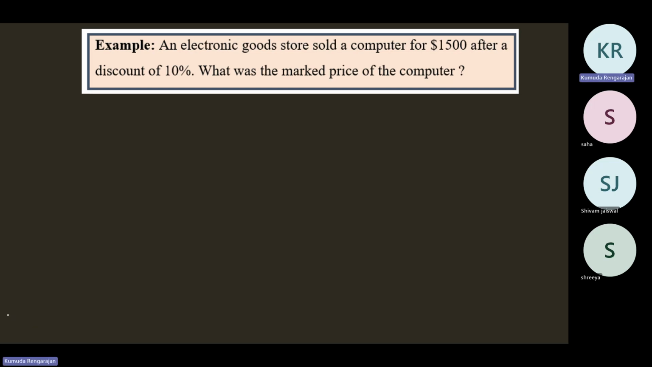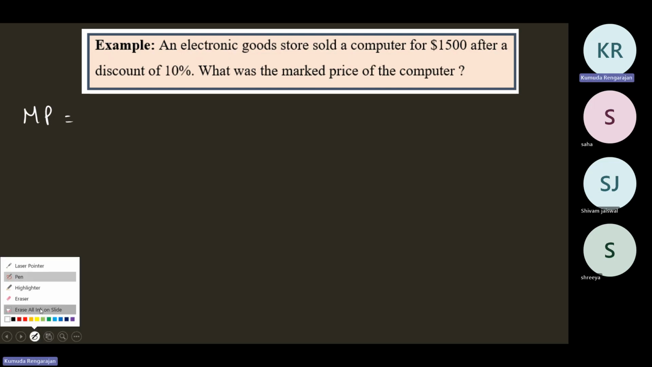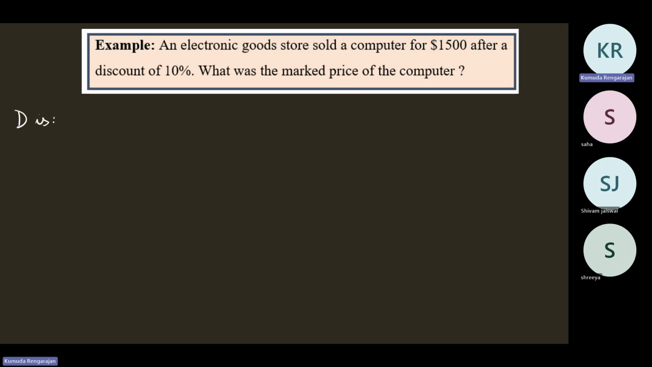So we've again seen the formula where we have mark price, discount, and selling price. So mark price is equal to, what's the formula? How do you find the mark price? Okay, what is discount? Discount is mark price minus the selling price.